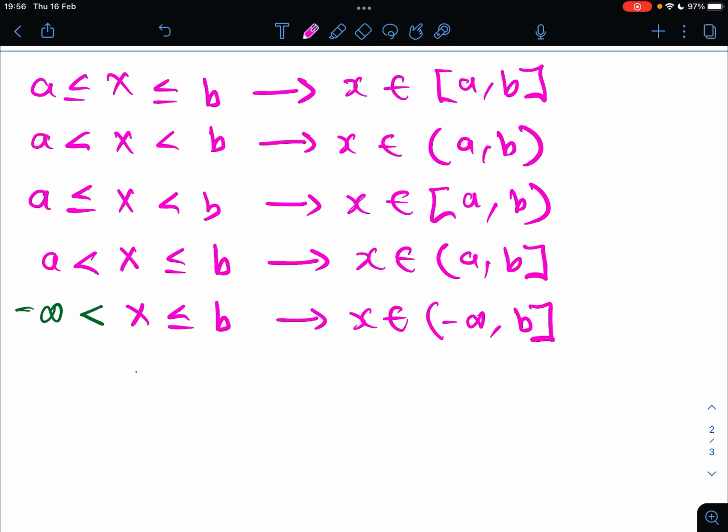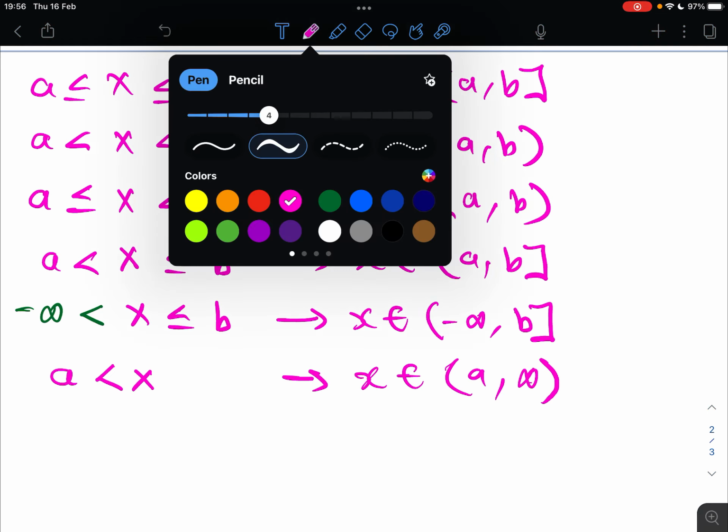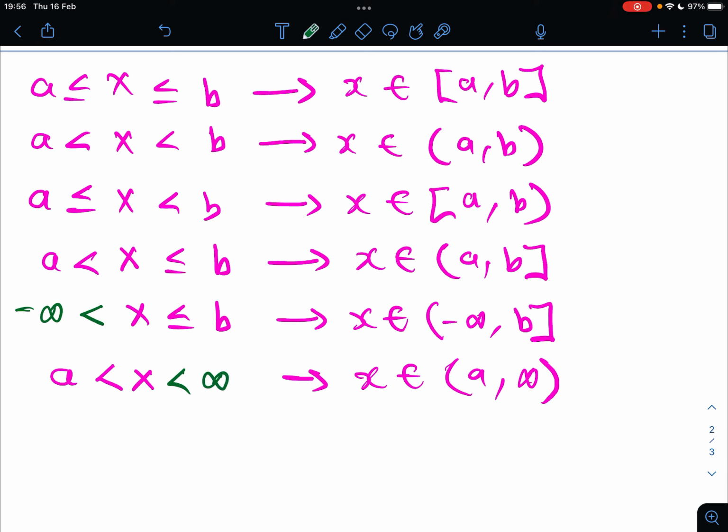And even things like x is greater than a are also interpreted this way. It means x is just an element from a to infinity on the other side, because we just say x is a number greater than a. So when we complete it, it means it has to be less than infinity, like that. So this is how the interval notation works most of the time. You see, so this is how it works.